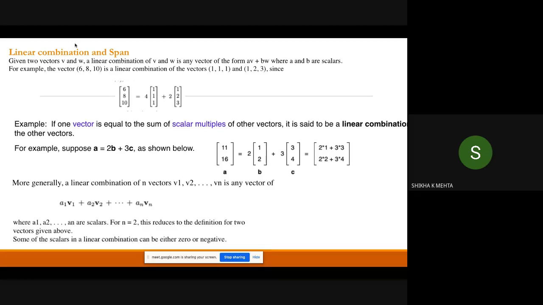And moreover, when we are talking about linear combinations, it's not necessary that your scalars are positive values only. The scalars can be zero also, they can be negative also.